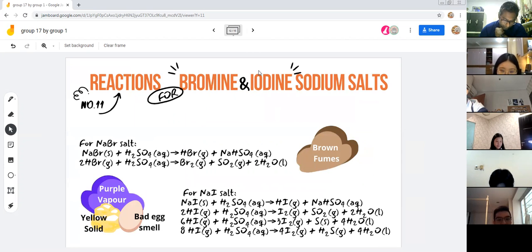Next, sodium iodide will form hydrogen iodide and then form other substances, which are sulfur dioxide, sulfur, and hydrogen sulfide, which produces the purple vapor, yellow solid, and the rotten egg smell.